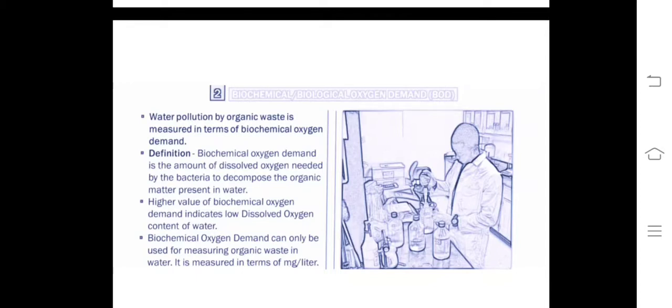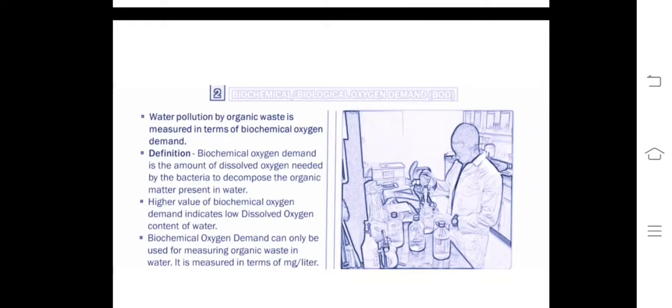Definition: biochemical oxygen demand is the amount of dissolved oxygen needed by bacteria or microorganisms to decompose the organic matter present in water. So simple to understand. A higher value of BOD means less dissolved oxygen content in water, because it is consumed by the microorganisms, that's why BOD is high. If BOD is high, automatically the presence of oxygen in the water body decreases. So more BOD means less oxygen content in water. Less BOD means high oxygen content. Simple. Asked in a UPSC question, very simple.